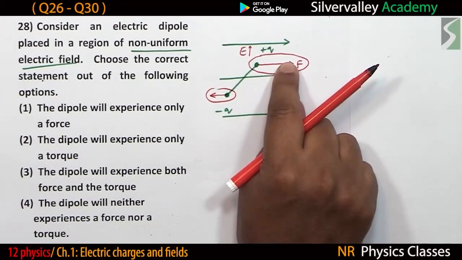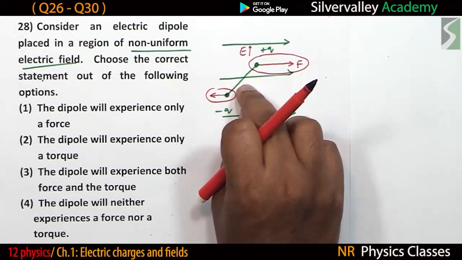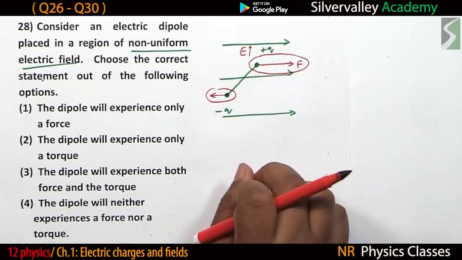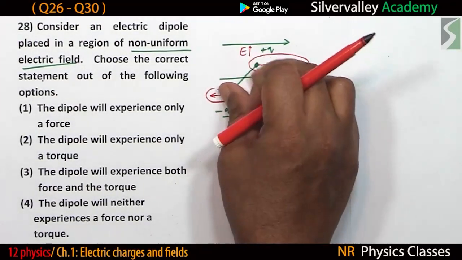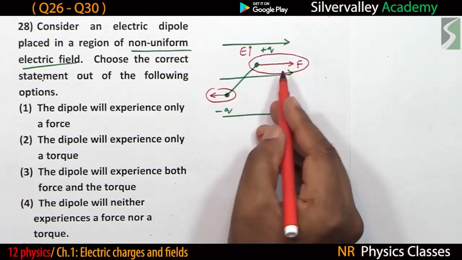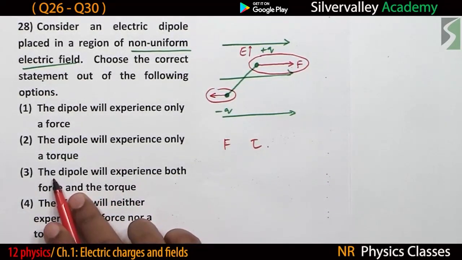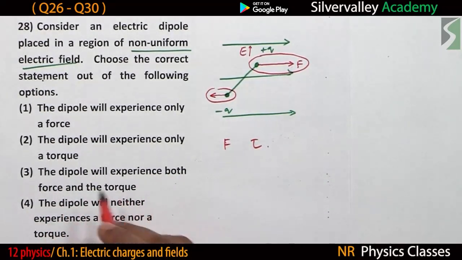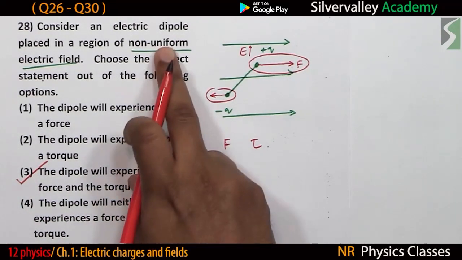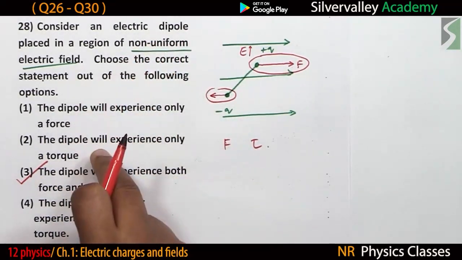So the resultant force, as well as these two, gives a turning effect to the dipole, nothing but a rotational effect. Rotational effect means torque. Resultant force, so both force and torque. The dipole will experience both force and torque. In a non-uniform electric field, both. In a uniform electric field, only torque.